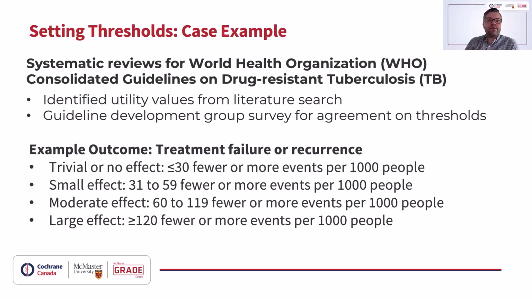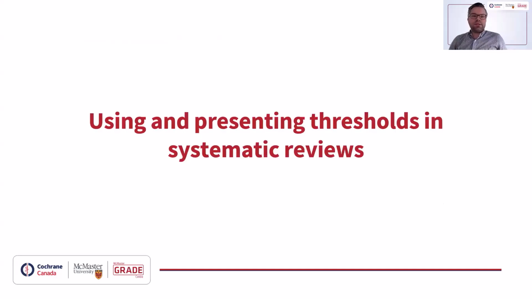So here we have a couple of different ways of deciding on setting thresholds for each of the magnitudes of effects, or setting a single threshold, for example, for a minimally important difference or at least a small important effect, and then making our target for the certainty of evidence rating that the true value of the estimate falls somewhere beyond that single threshold, or again, within a particular range with multiple thresholds. So how can we use and present the thresholds in systematic reviews?